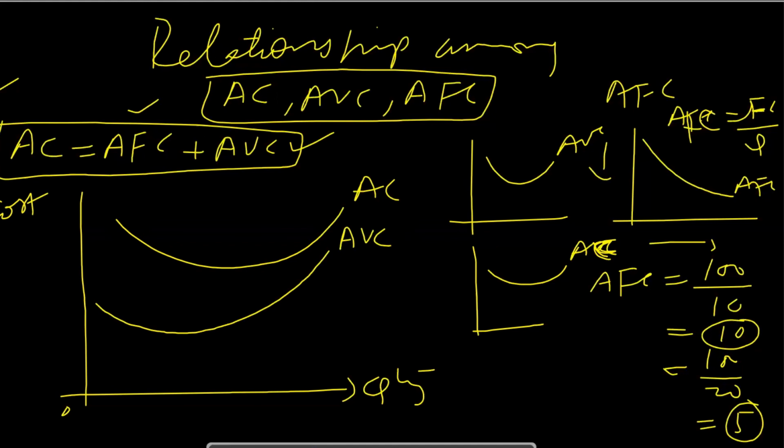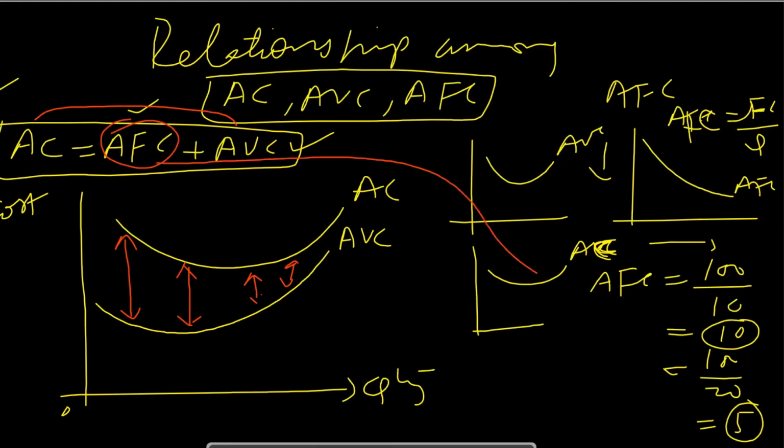And we have seen one different thing: initially there is a greater gap between average cost and average variable cost, and this gap is continuously decreasing. Why is this gap continuously decreasing? It is because of average fixed cost. The gap between average cost and average variable cost is average fixed cost. Since average fixed cost always falls with the rise in output, this gap will continuously decrease with an increase in output. So this gap will keep falling. This is average fixed cost, this is also average fixed cost, and this is also average fixed cost.